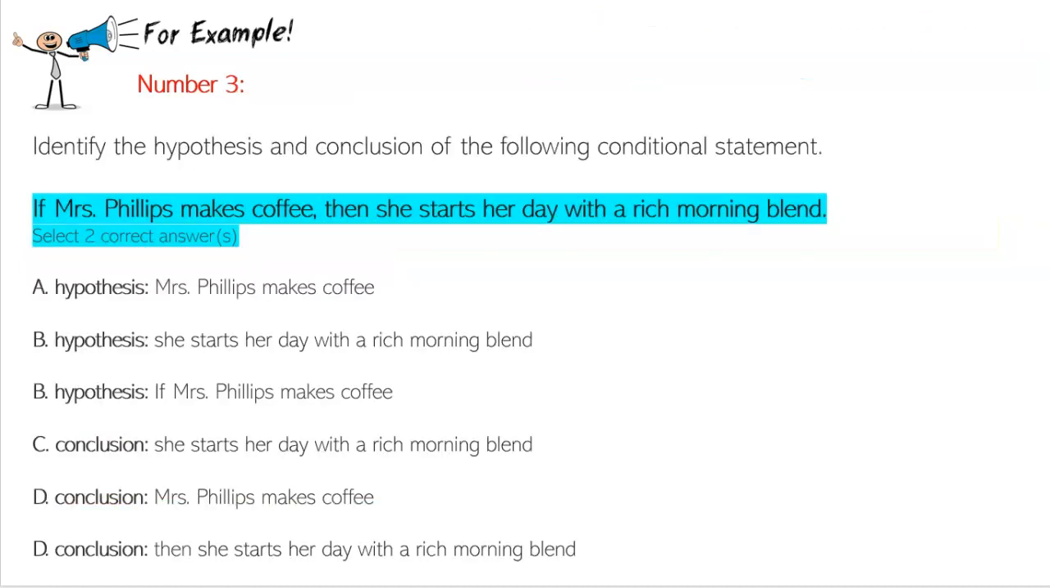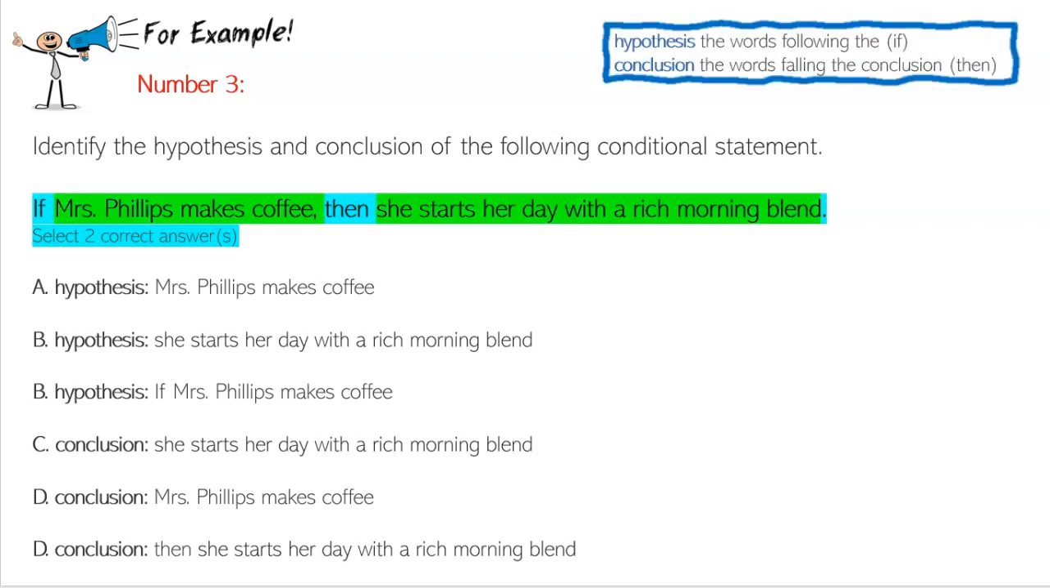Identify the hypothesis and conclusion for the following conditional statement. If Mrs. Phillips makes coffee, then she starts her day with a rich morning blend. So I've highlighted on here the hypothesis is the words after the if. Not including the if, the words after if. That is the hypothesis. Then she starts her day with a rich morning blend.